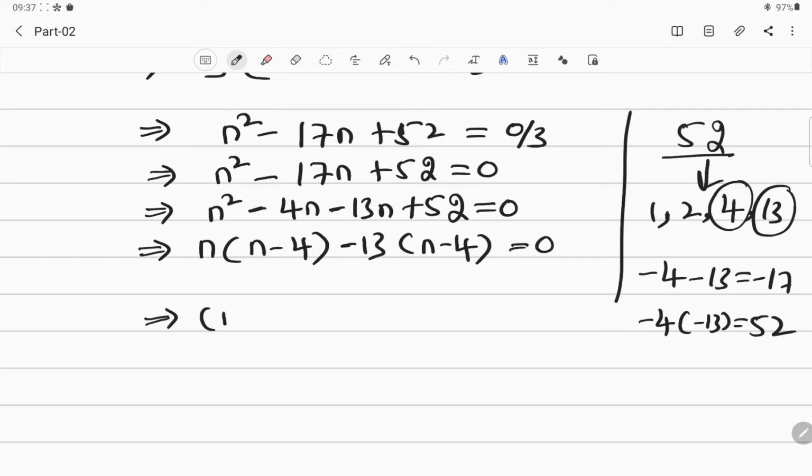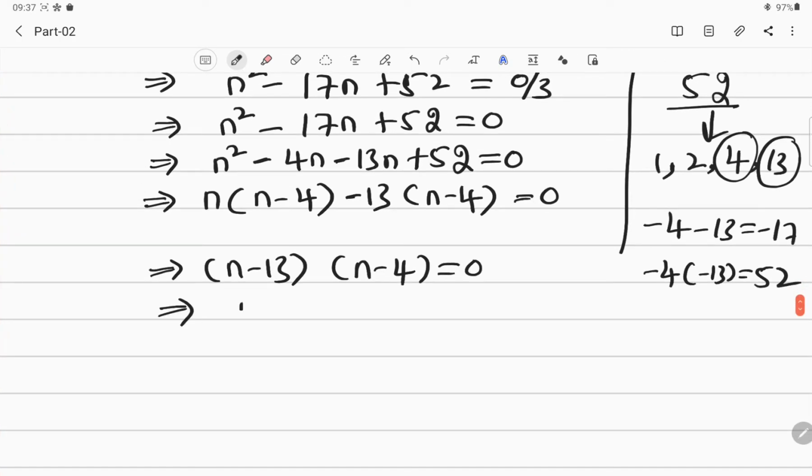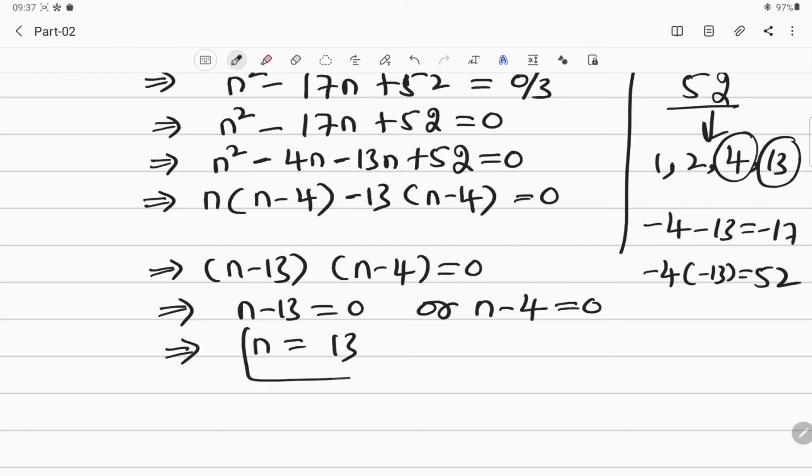So it becomes n minus 13 into n minus 4 is equal to 0. So that is like n minus 13 is equal to 0, or n minus 4 is equal to 0. Then I will have n is equal to 13 or n is equal to 4. Two answers I am getting.